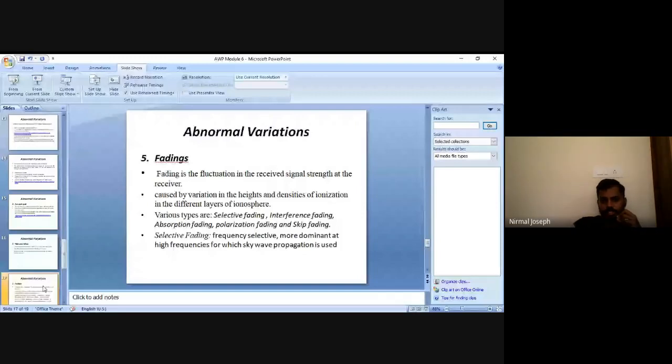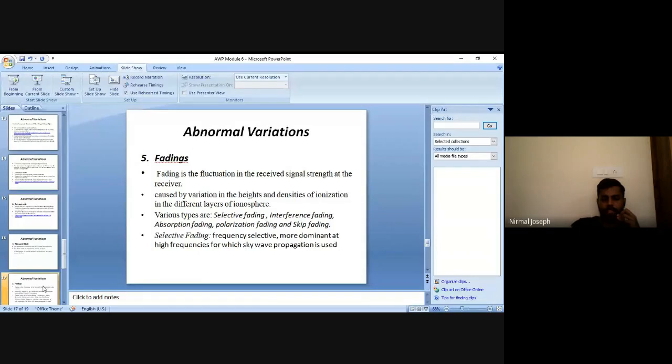It is caused by the variation in heights and densities of ionization in different layers of the ionosphere. As we already know, the structure of the ionosphere is not a regular one. So there are chances of having different heights and different ionization densities. So there are chances of fading also. You might have heard about multipath fading in digital communication, I think. So there is no need to do much explanation on this fading. Okay, we will move on to the various types of fading.